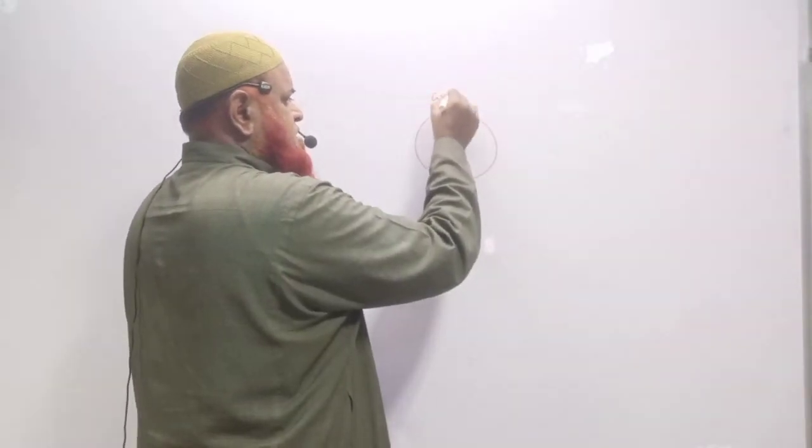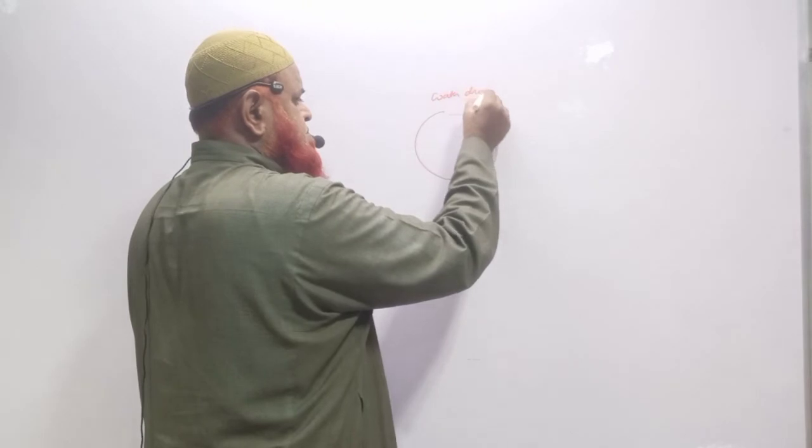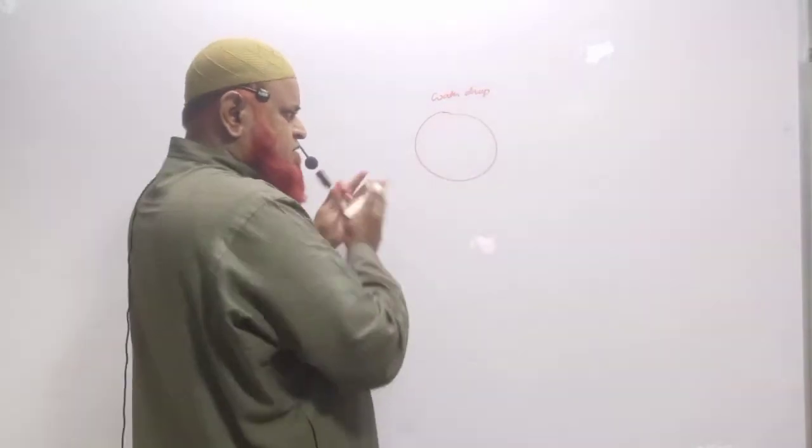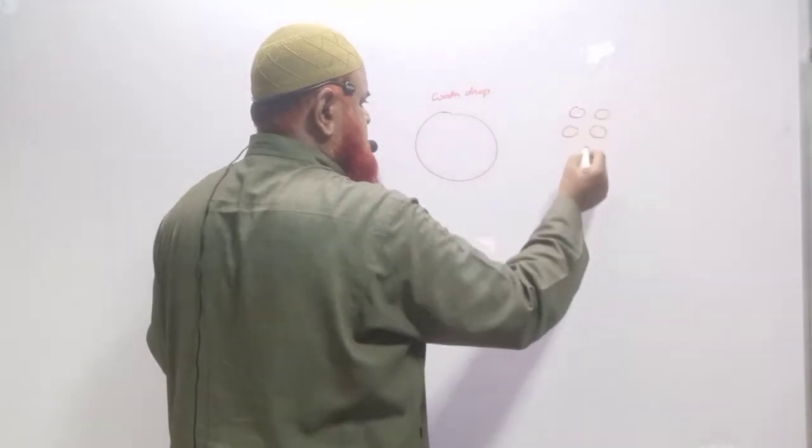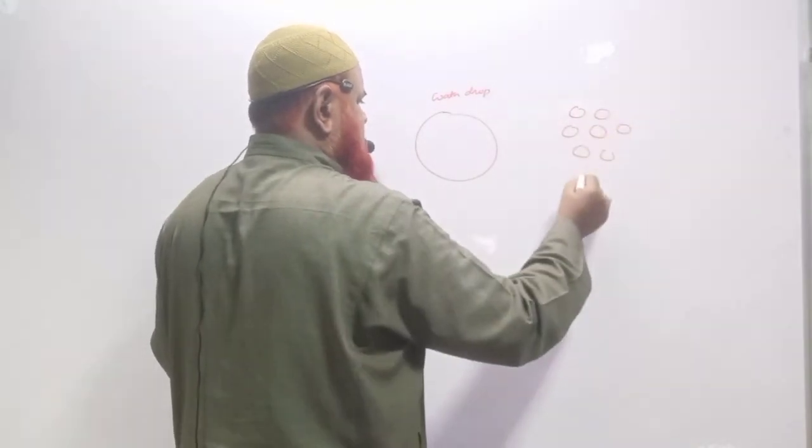So this is the next part of this. This is a water drop. Okay. You have split this water drop into n drops. How many drops? The small droplets you have split it into.